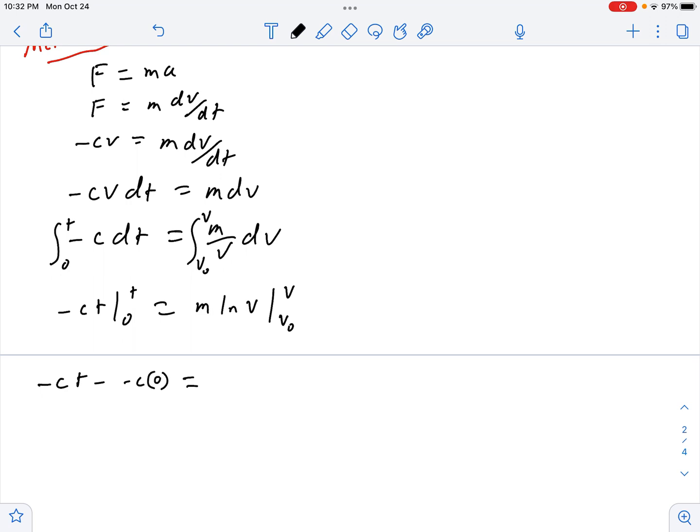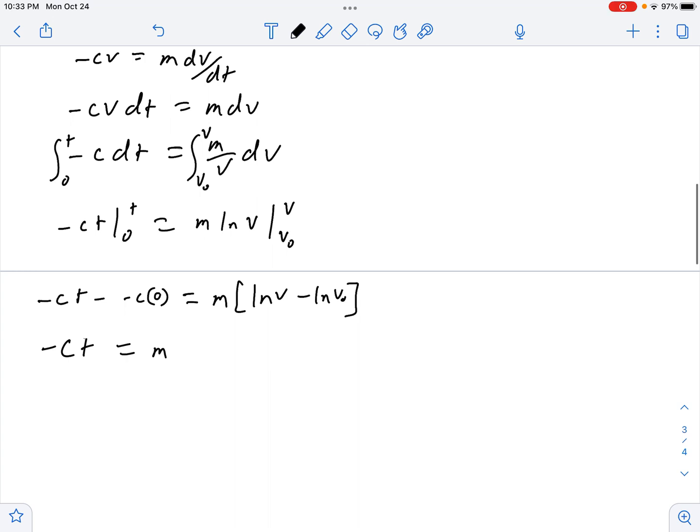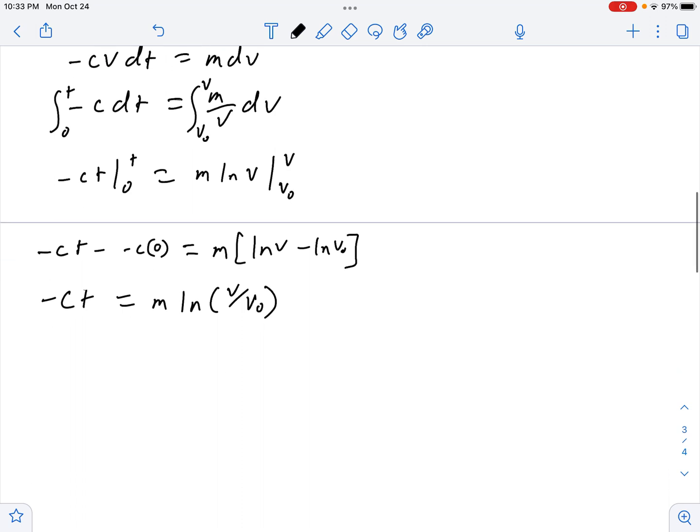Right-hand side, I'm just going to keep the mass on the outside. So we've got natural log of v minus natural log of v naught. So c times 0 is 0, so that just goes away. We're left with negative ct on the left. And this is another little math trick. If I have ln of v minus ln of v naught, you can also write that expression as ln of v over v naught. Those two are equivalent.